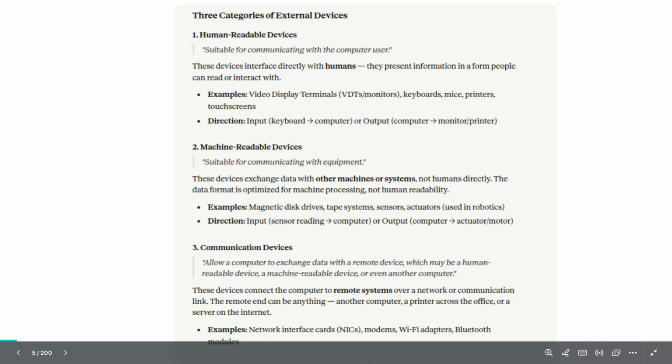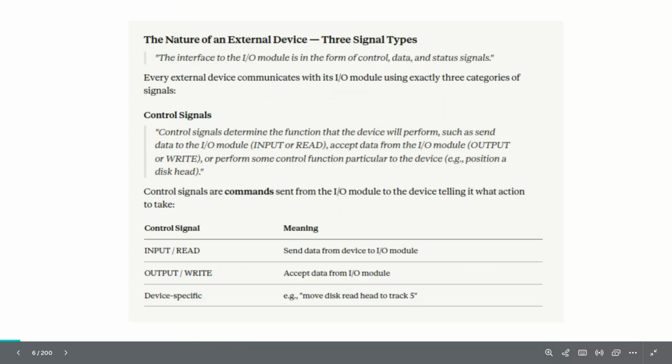Okay, now communication devices are those devices which allow communication with other remote devices, that is, allow the computer to exchange their data with other remote devices, and that remote device can be human readable, machine readable, or even another computer it can be. So examples are the Wi-Fi, the modems, the adapters, the network interface cards are the examples of communication devices. Understood? Now let's see the nature of the external device.